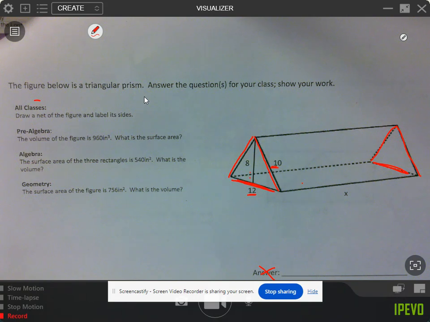It's the height here that is an 8. So the height of our triangle is 8. The 2 sides going up are 10. The base of that triangle is a 12. And where it says X, we don't know what the amount is, so we label it as an X on our net.